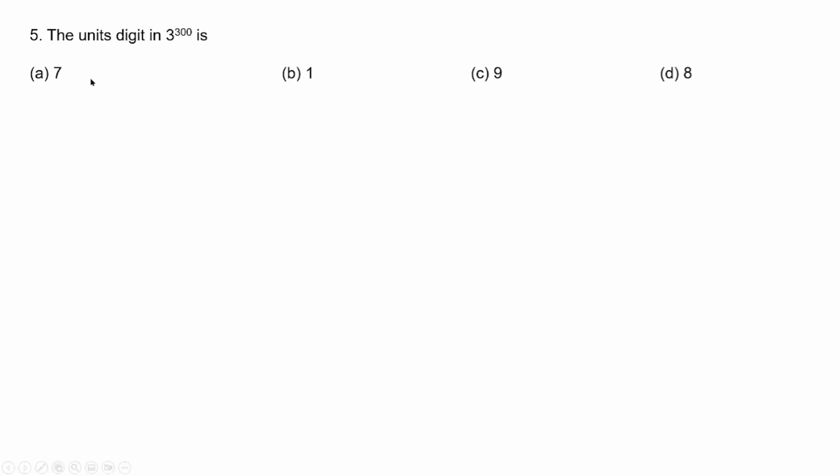Next we have units digit in 3 raised to 300 is. We have to find the units digit in 3 raised to 300. So when we have questions of this type, we have to find 3 raised to 300 mod 10.